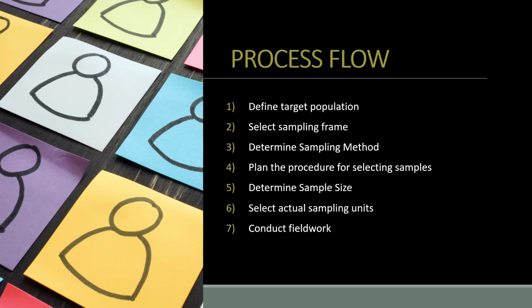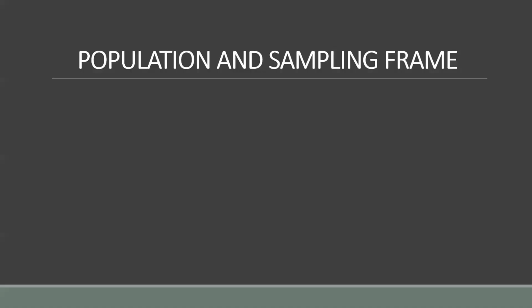Next, step number 7 is conducting fieldwork. Why do we need to conduct fieldwork? We are now ready to get the samples or the data that we need for our study. And our last step, step number 8, is the processing of the data, wherein we simply summarize the findings from the data that we have collected. So let us now discuss population and sampling frame.